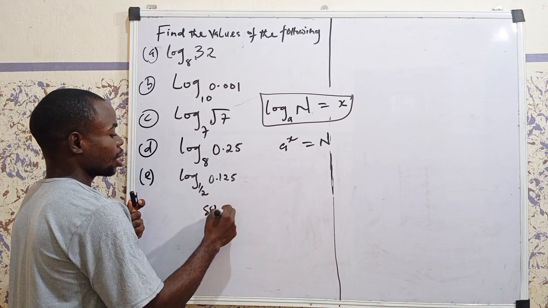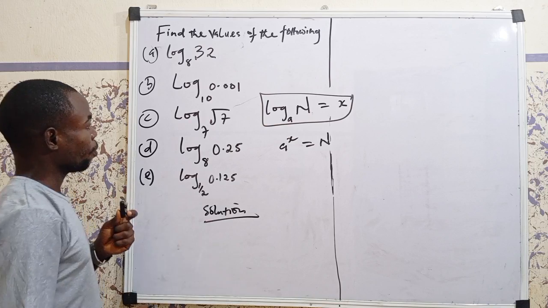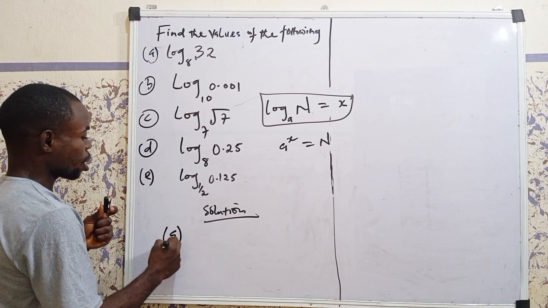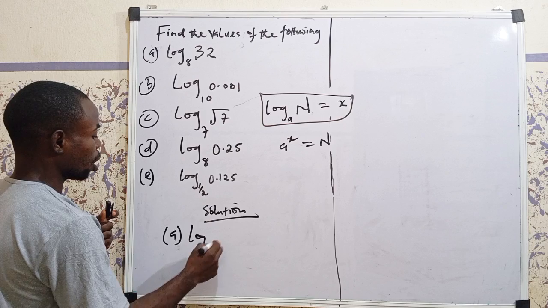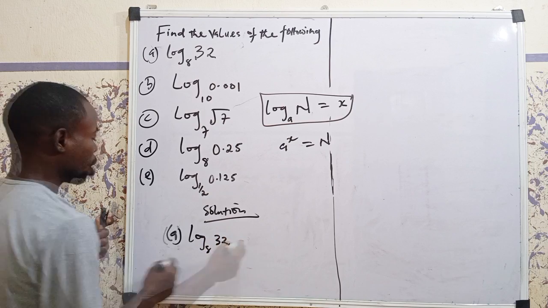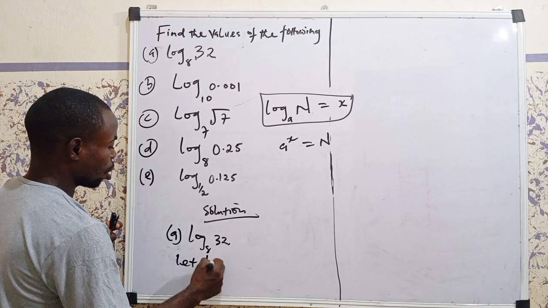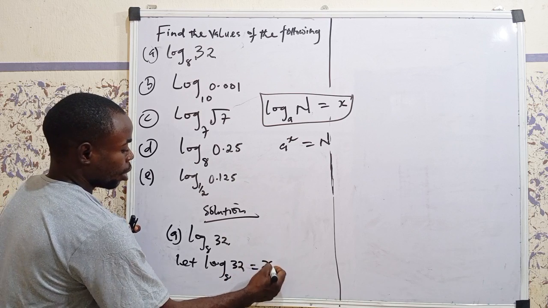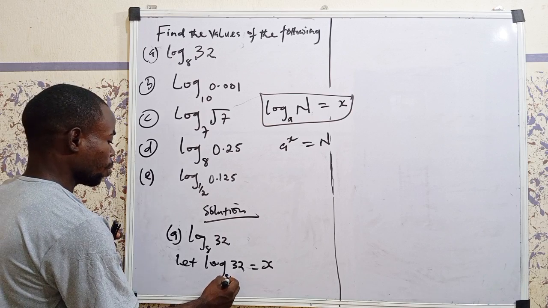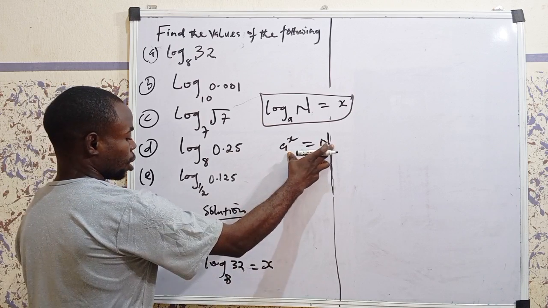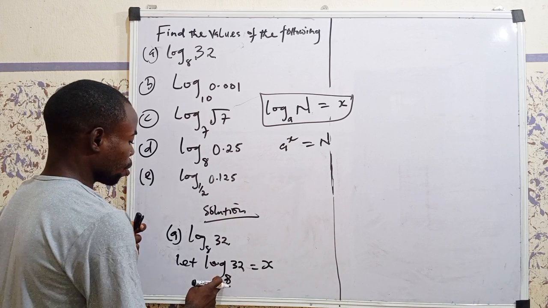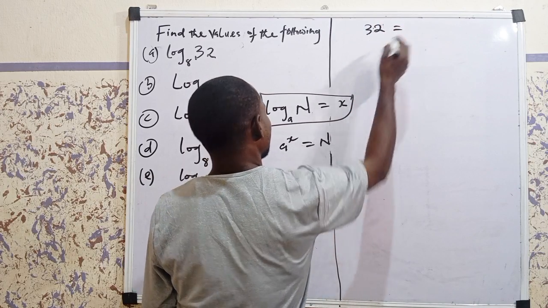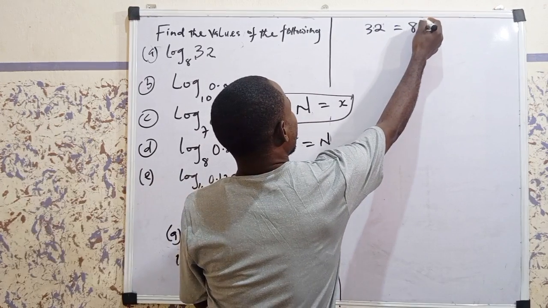So let me just start. I'm going to solve up to the fourth here, and then you can solve the fifth one. So let us do that quickly. The first one is log 32 base 8. Let's start by saying let log 32 base 8 be equal to a variable x. Once we've set it to be a variable, we can now transform it to an index form. So 32 is going to be equal to 8 power x.